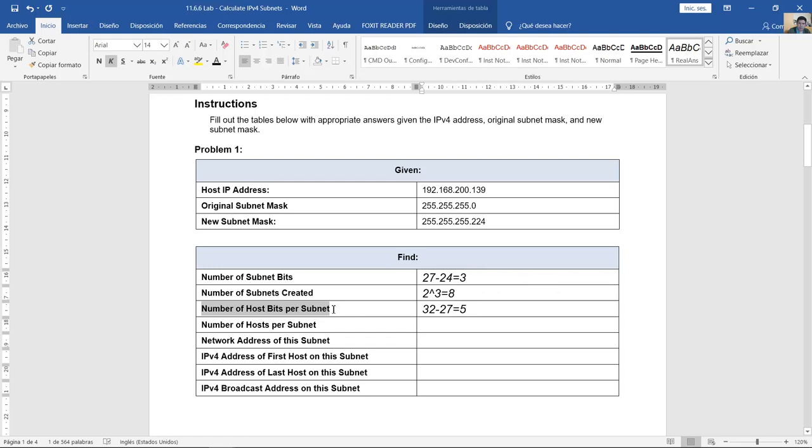Now, number of hosts per subnet. 2 is the base for the binary system, to the power 5, the number of host bits per subnet, minus 2. Minus 2 represents two addresses that are not included in the host addresses, the network address and the broadcast address. So the answer is 30.